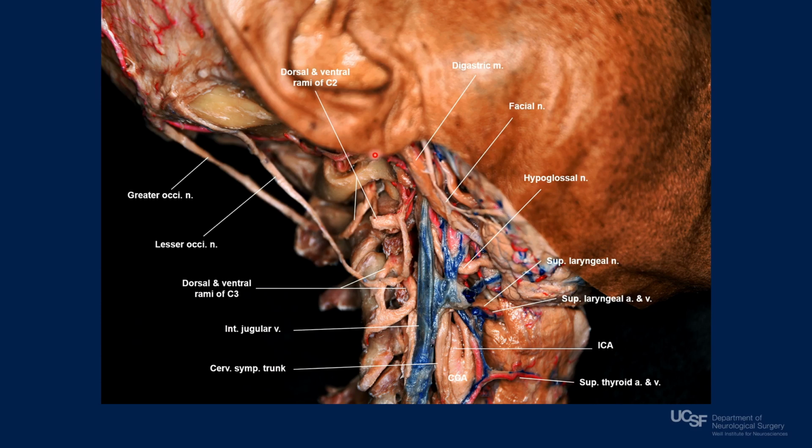Around here should be the root of C1. This is C2 with a dorsal and ventral rami, and this is C2 and C3. These two nerves are going to form laterally the lesser occipital nerve, and C2, the dorsal branch, is going to form medially the greater occipital nerve.